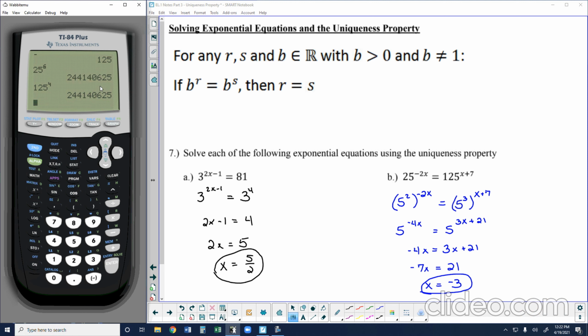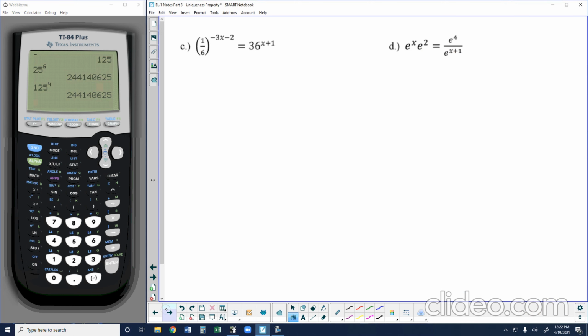244,140,625. So -3 would be a value for x that satisfies this equation. Let's take a look at a couple more examples here. So in problem C, now I have a fraction, 1/6, and there's many different ways that we can go about this. So in C, I see that I have a negative in my exponent, and if I want to get rid of the fraction, I can.